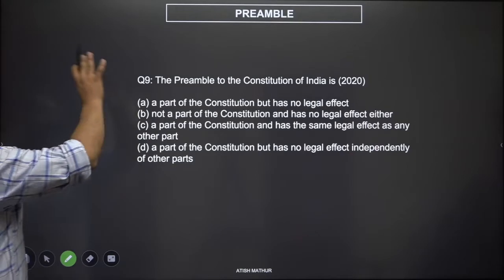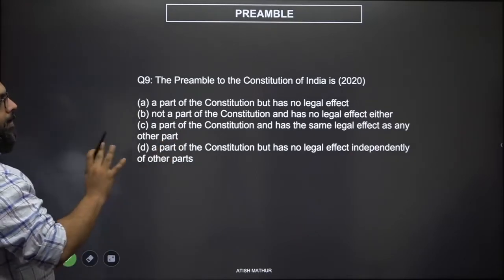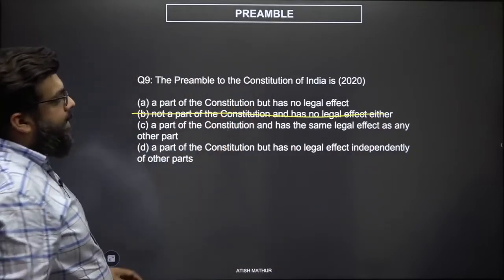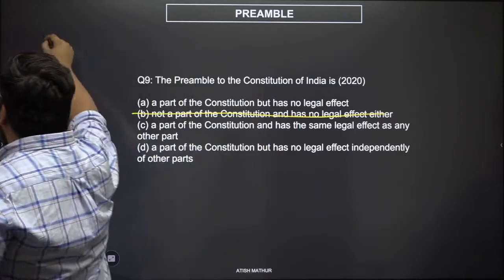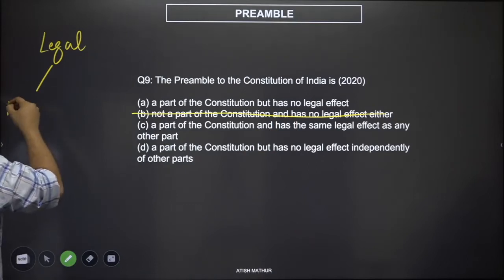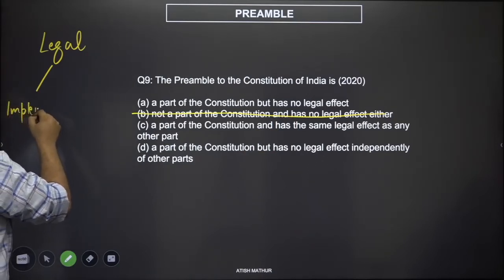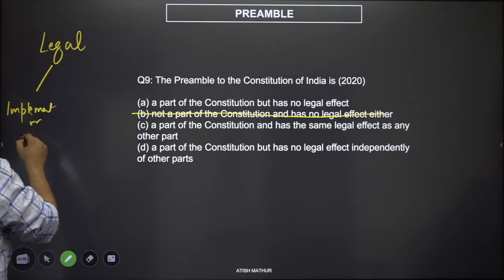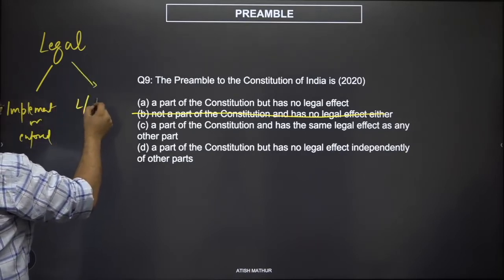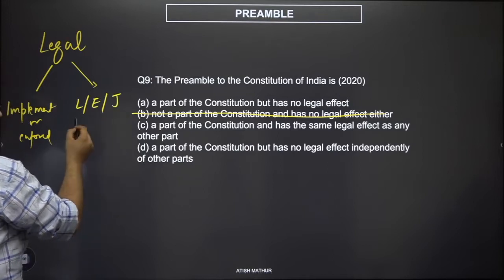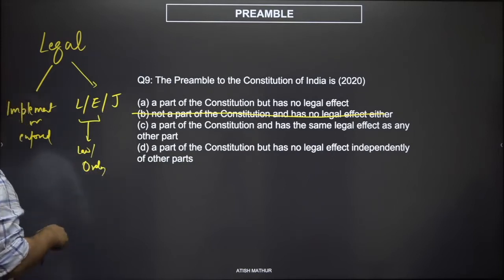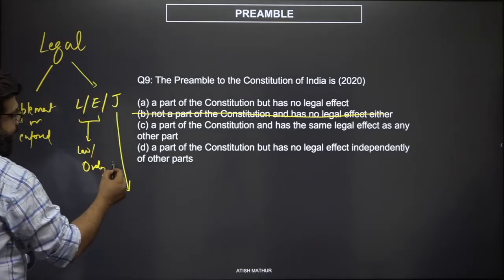All right. What we definitely know is that the preamble is a part of the Constitution. So this option is eliminated. What else is left is the word legal effect. Legal effect means two things. First, can the preamble be implemented or enforced as it is? And second, can the legislature or the executive make a law or an order only based on the preamble? And can the judiciary give a judgment only based on the preamble?